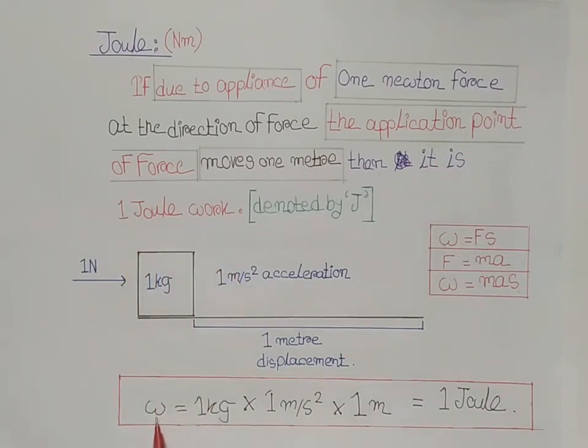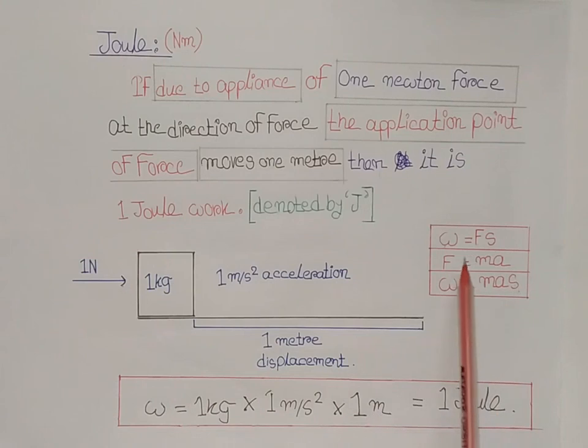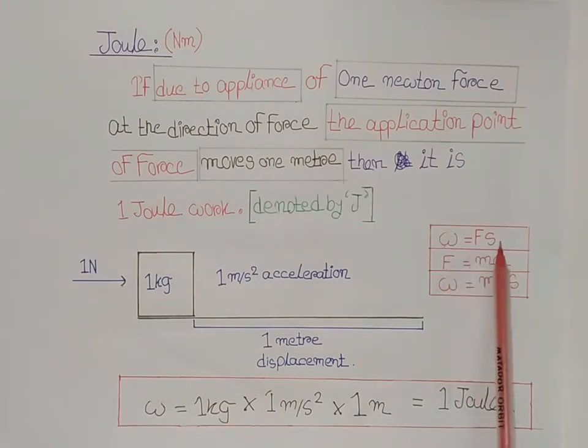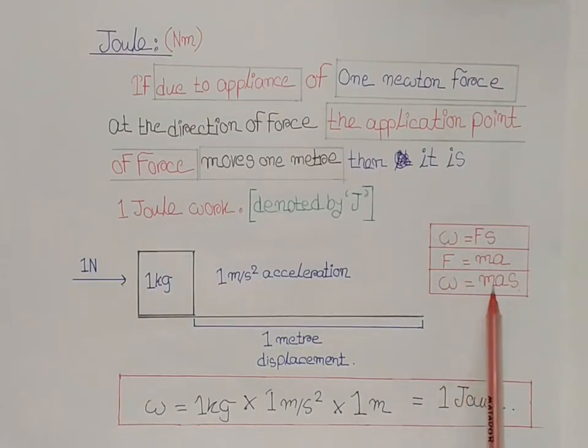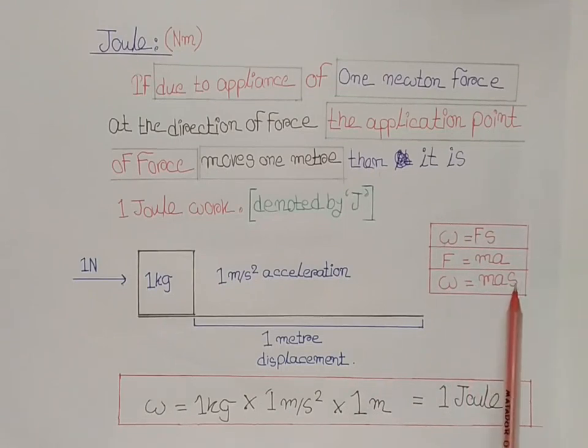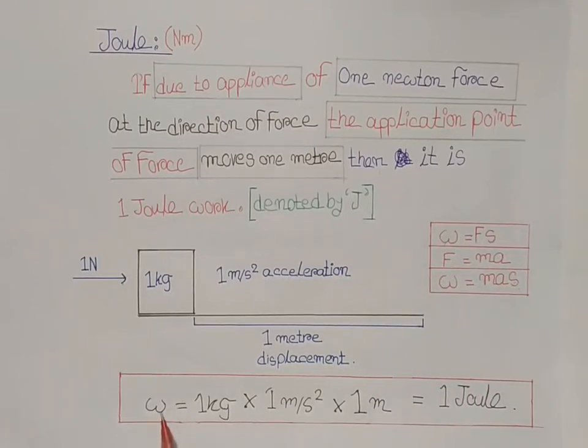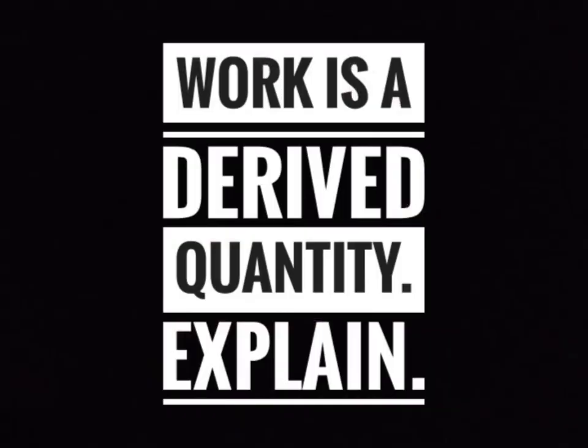According to calculation, W equals 1 kg into 1 meter per second square into 1 meter equals 1 joule. We know W equals Fs, which means force into displacement. F equals ma, mass into acceleration. So W can also be written as mass into acceleration into displacement. So work equals 1 joule.